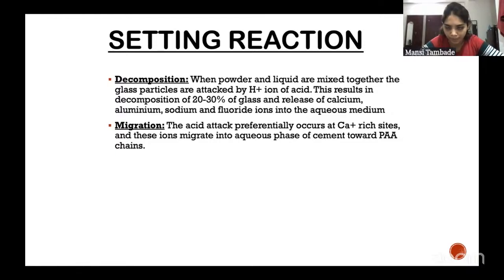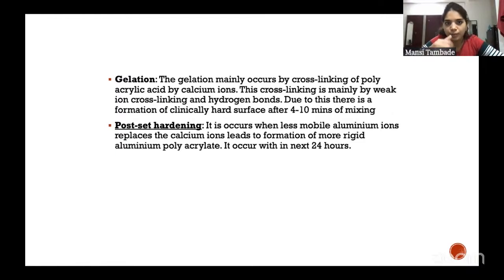See, okay, the next is gelation. The gelation mainly occurs by cross-linking of the polyacrylic acid by calcium ions. See, we have seen in migration, the calcium ion sites have been attacked by the acid. Gelation is the part in which the cross-linking of the polyacrylic acid is done by the calcium ions. This cross-linking is mainly by weak ionic cross-linking and hydrogen bonds. Due to this, there is a formation of a clinically hard surface after 4 to 10 minutes of mixing.